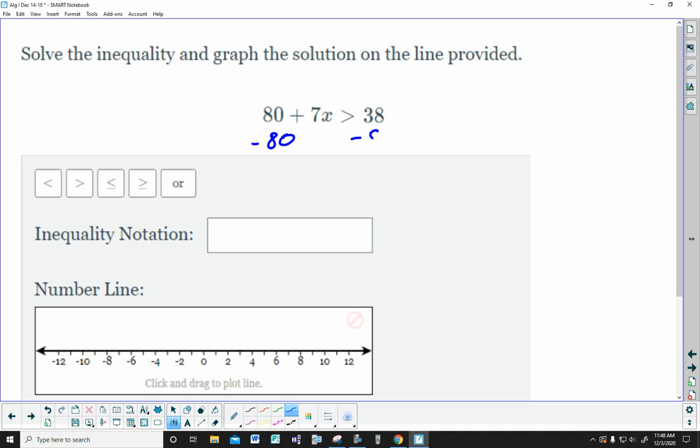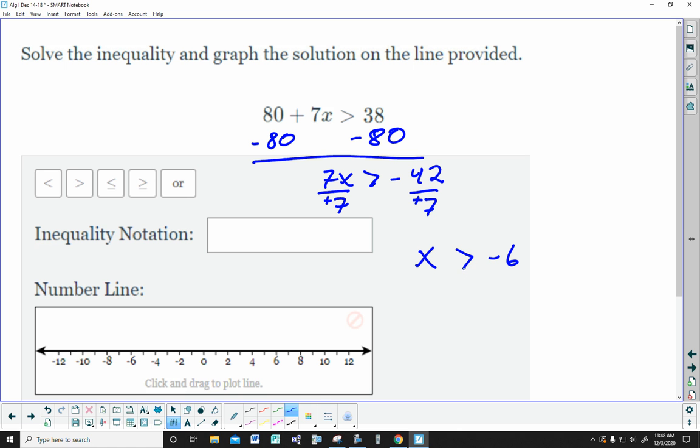Okay? So these will also be in that type of problem. Subtract the 80 from both sides. You get 7x is greater than, let me grab a calculator to make sure I don't make a mistake. Oh, okay, there we go. The calculator wasn't going to work, but now it's going to work. 38 minus 80 gives me negative 42. Now when I divide by 7, the question is, do I switch the inequality? Do I turn it around? The answer is no, because I divided by a positive number. You don't turn it around.